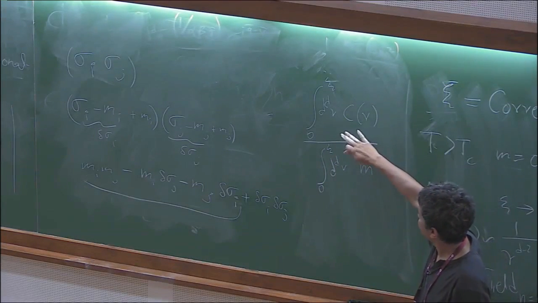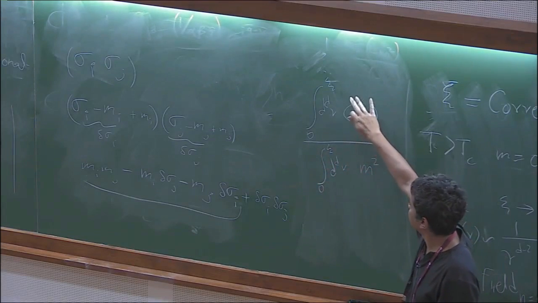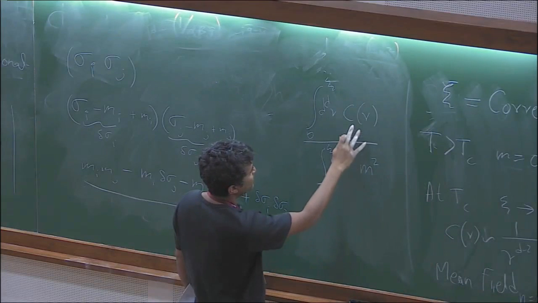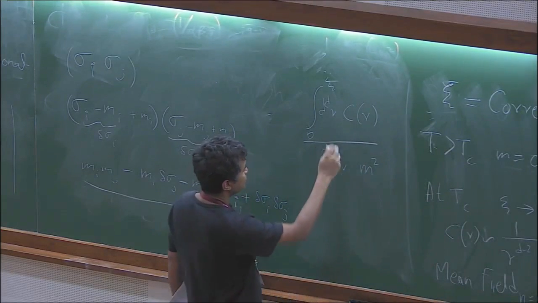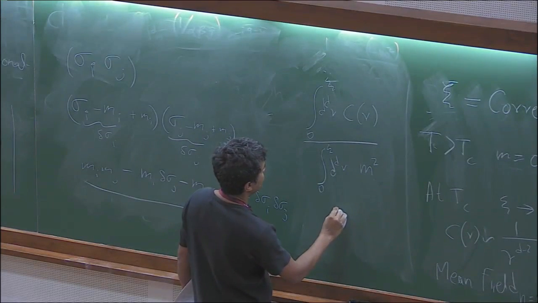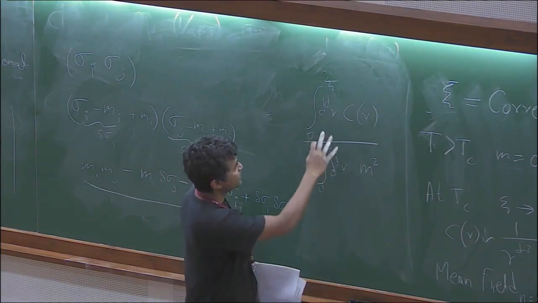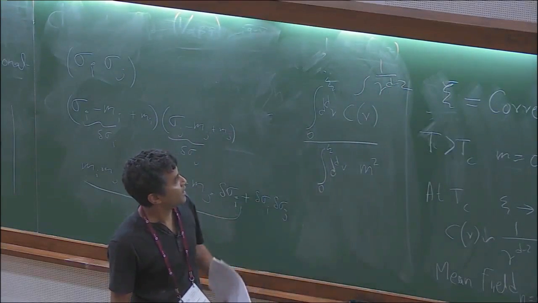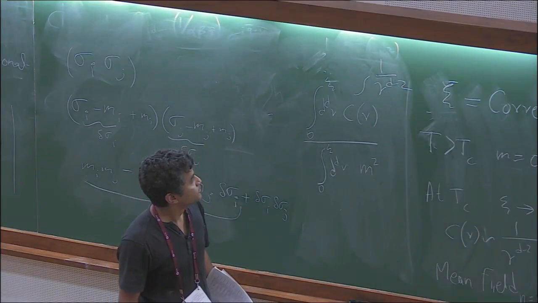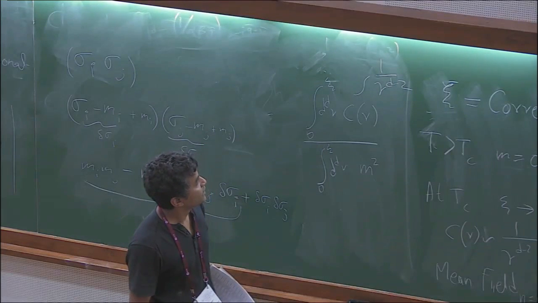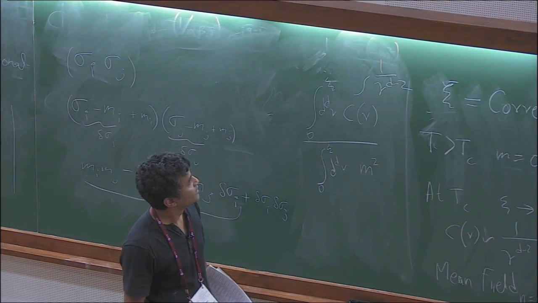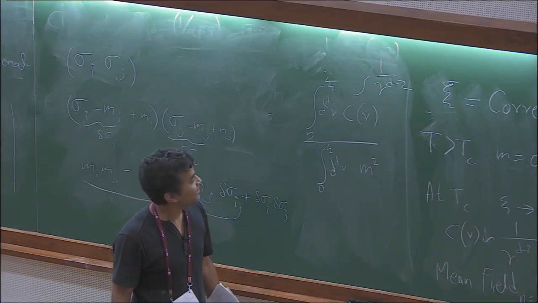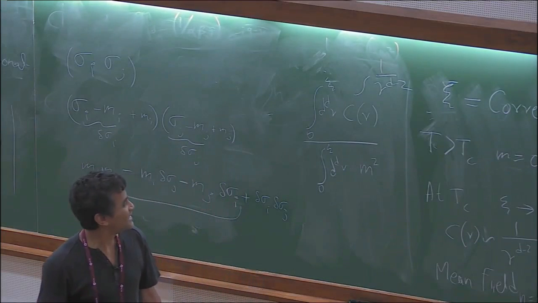So now, at least if you're close to Tc, we know what this looks like and what this looks like. What we know is that C(r) goes as 1 by r to the power d minus 2. So if C(r) goes as 1 by r to the power d minus 2, what will this integral be? I hope it's not log because that would make life really complicated. I hope there's a better answer.